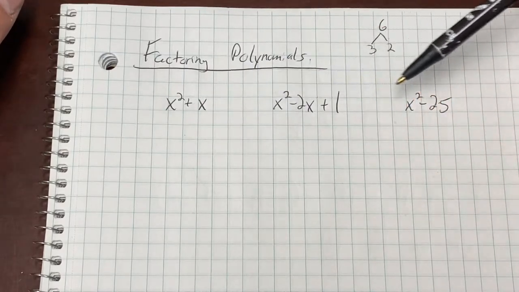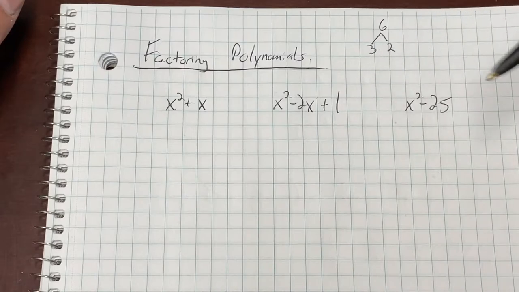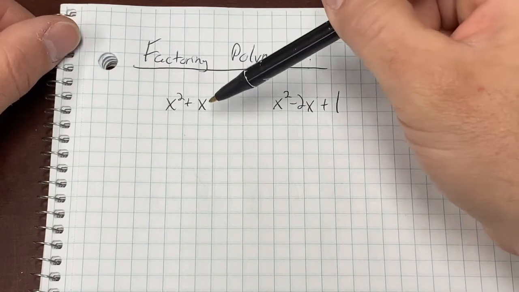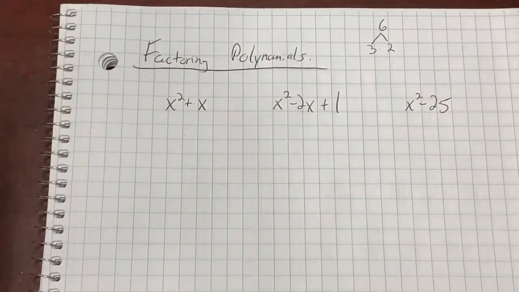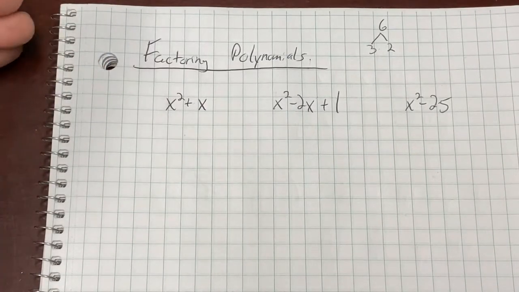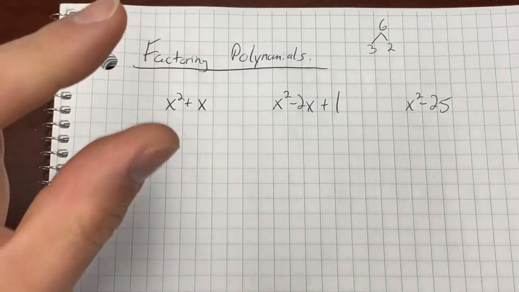I got 3 different polynomials written here. All right, and the reason why is because each one of them is a different type of factoring that we will learn. So I'll show you them all. Okay, so this first one over here. Whenever you're factoring polynomials, across the board, always, you want to look for a greatest common factor. And that includes the coefficient and the variable factors of each term.